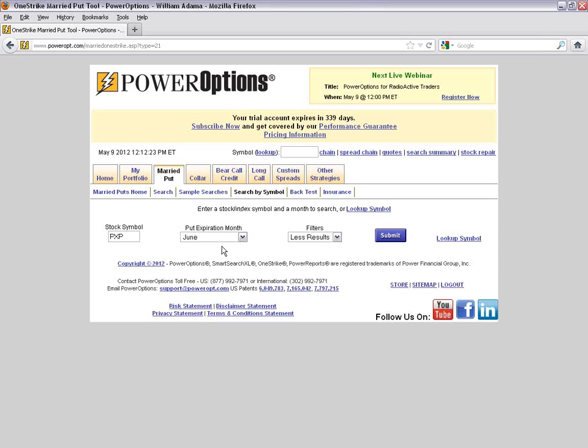Now, I don't know off the top of my head every expiration cycle for this particular stock. It defaulted to June, but as radioactive traders, we know we want to go further out in time, and we'll talk about that when we go into the search tool. So I'm putting in my stock symbol, and I'm going to start off with all months. Now we have some default filters here using less, more, and all. I'm going to switch it to more right now and click submit.